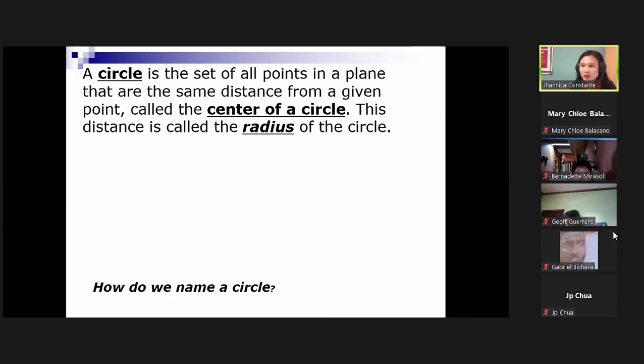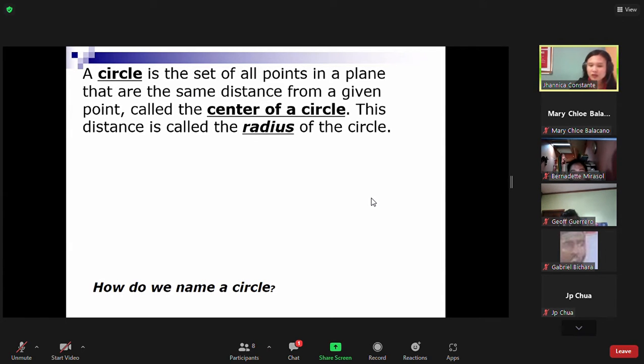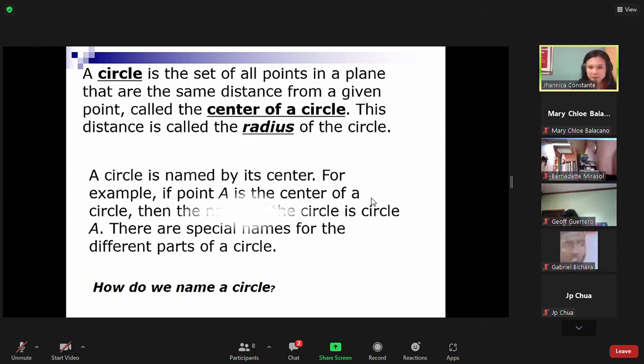The center of a circle has equal distance to every point on the circle, and that distance is the radius. The measurement of the radius is half the measurement of the diameter. And as I have said, we can name the circle by its center point. So a circle is named by its center. For example, if point A is the center of a circle, then the name of the circle is circle A.